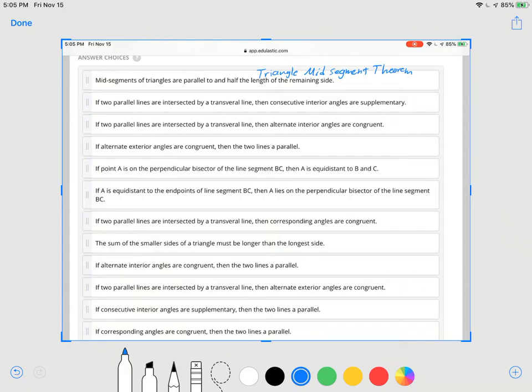The next one is, if two parallel lines are intersected by a transversal line, then consecutive interior angles are supplementary. So this one's making the assumptions that the lines are parallel. So this is just the consecutive interior angles theorem. Let's find its converse. The converse would assume that the consecutive interior angles are supplementary and then conclude that the lines must be parallel. So let's find that one.